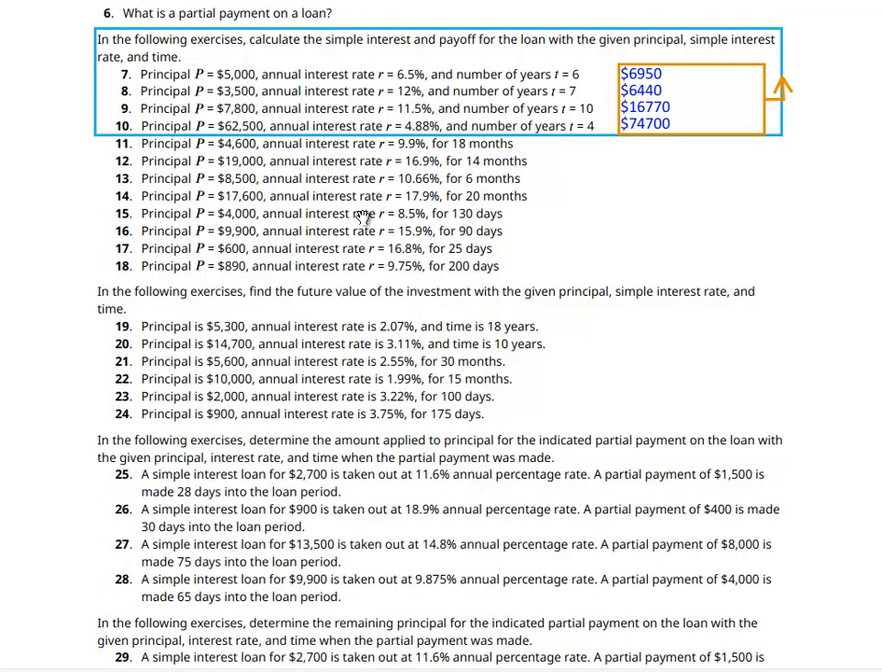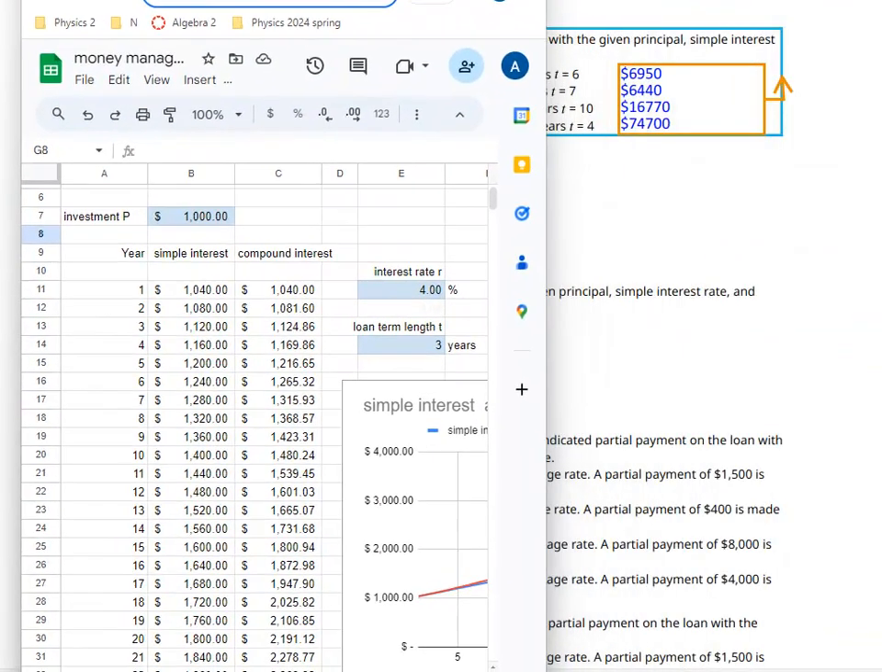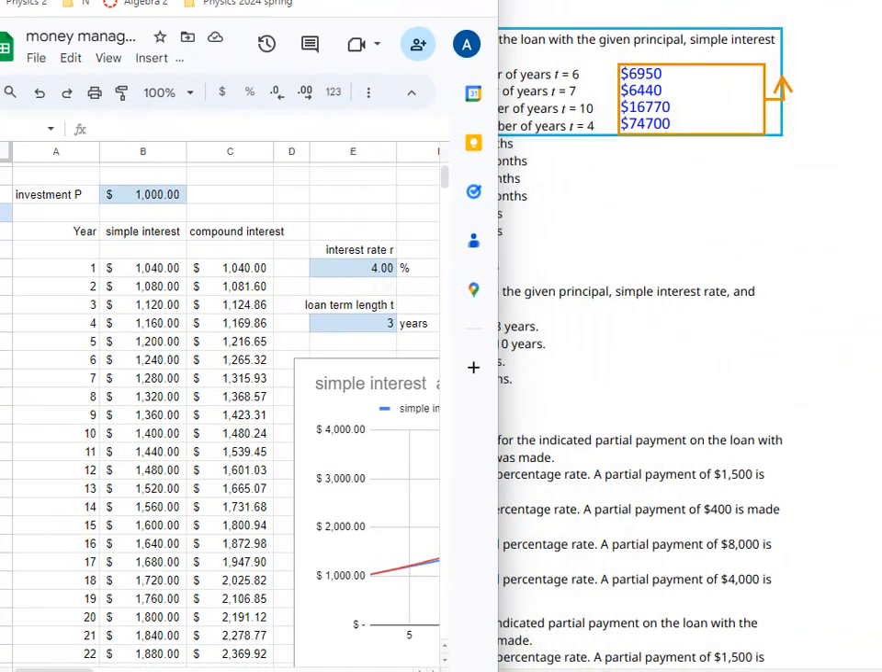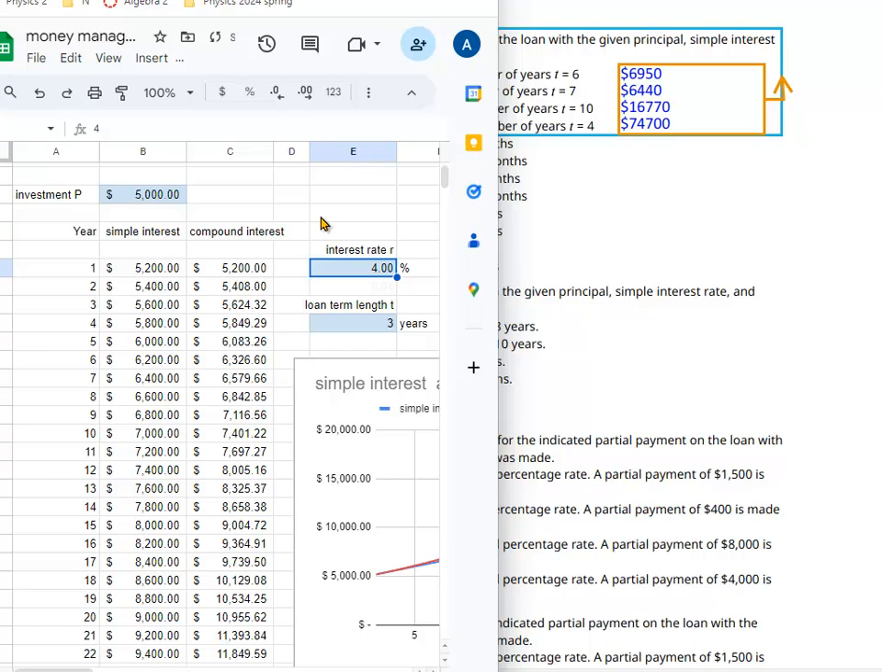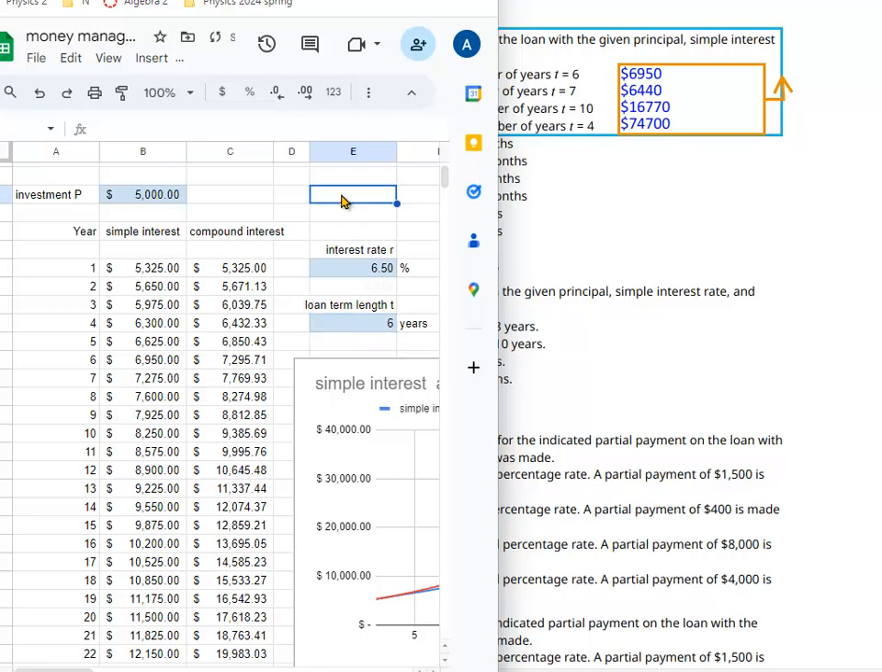And then, of course, yet another method is to use Excel or any kind of spreadsheet. So here would be, for the first problem, the $5,000. Interest rate 6.5% was the first one. Term length, for my spreadsheet, really doesn't make a difference, but I might as well type it in here anyway. And then I would look at 6 years, and there we go. There's that 6,950, which you see up here.